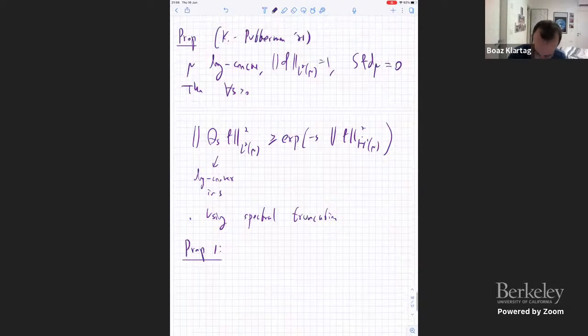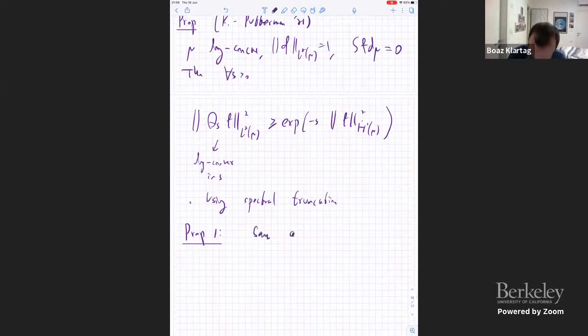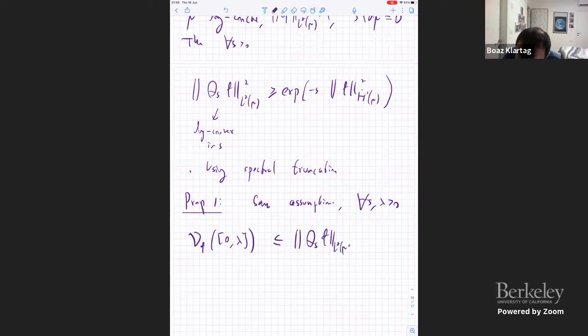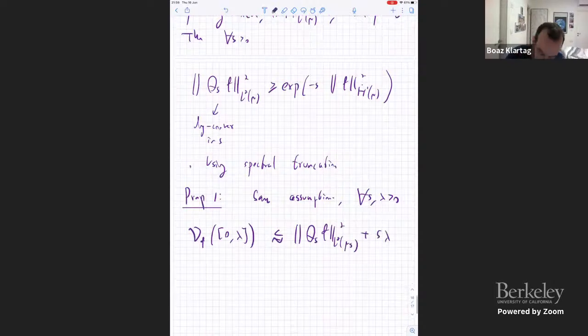It says that, same assumptions, then for any s and lambda, if I look at the amount of mass, the spectral mass that f has in the interval 0 to lambda, this is at most, up to a constant 4, Q_s of f. So this is at most the L2 norm plus s times lambda.